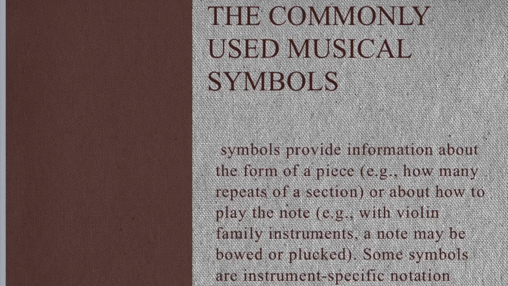Symbols provide information about the form of a piece, for example how many repeats of a section, or about how to play the note. For example, with violin family instruments, a note may be bowed or plucked. Some symbols are instrument-specific notation, giving the performer information about which finger, hand, or foot to use.